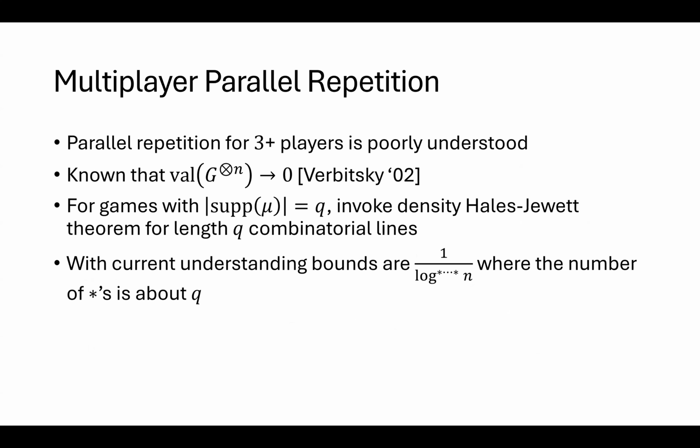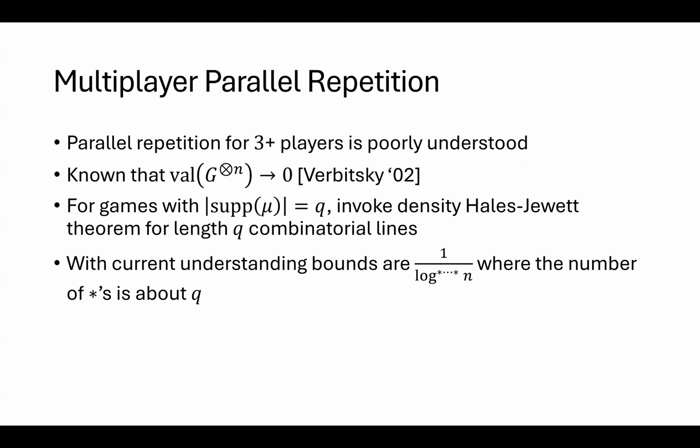In this talk, we're going to focus on multiplayer parallel repetition, that is, parallel repetition for more than two players. Despite Raz's theorem, parallel repetition for three or more players is quite poorly understood. It is known that the value of the game does eventually go to 0. This is a result of Verbitsky.